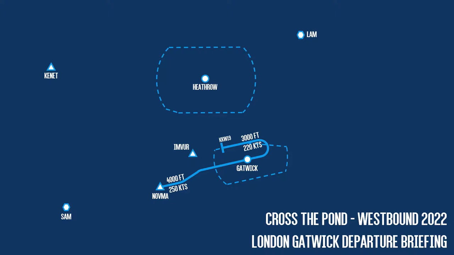There's a step climb at KKW 19 DME. If you haven't yet received further climb instructions, you should climb to 4,000 feet. From Inver, you'll follow the November 63 airway to Southampton.